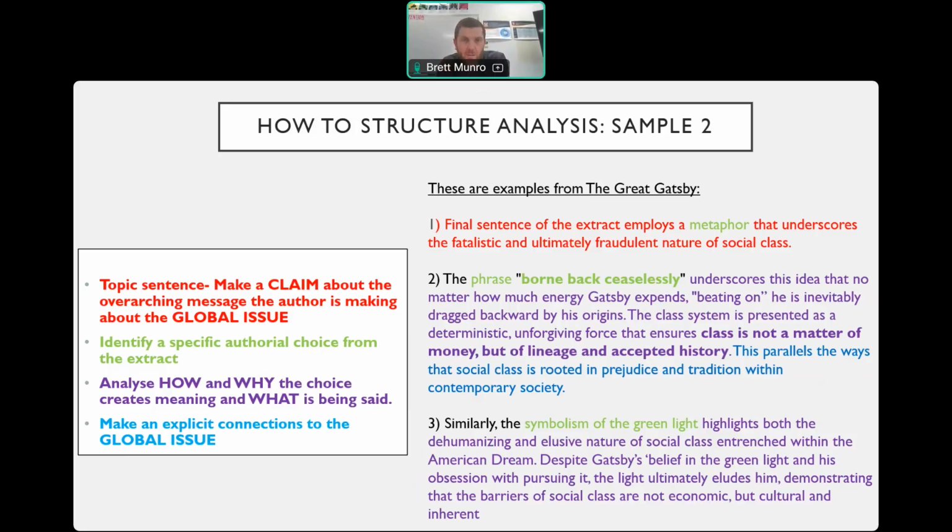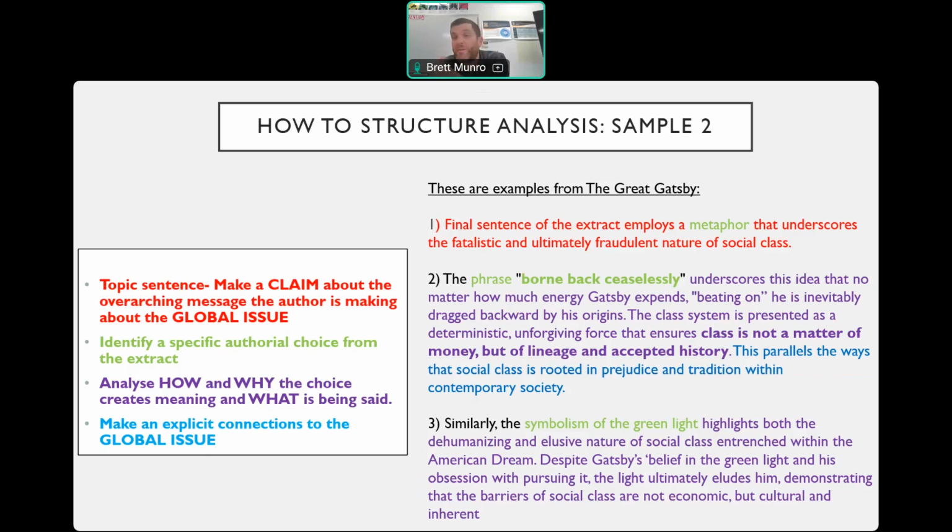We are then spending the next two examples exploring how specific phrases or conventions are used to support and underscore that idea. In this case, at number 2, the phrase born back ceaselessly underscores this idea that no matter how much energy Gatsby expends beating on, he is inevitably dragged backwards by his origins. The class system is presented as a deterministic, unforgiving force that ensures class is not a matter of money, but of lineage and accepted history. That is specifically entrenched in the text itself and explored in this extract.